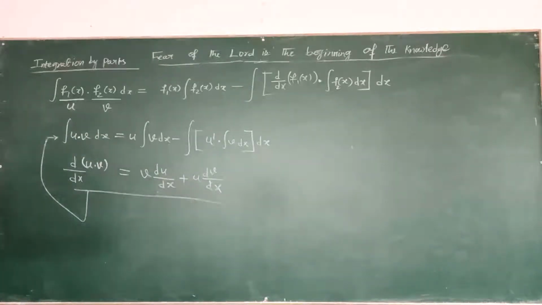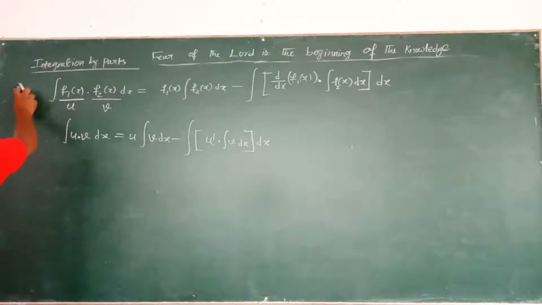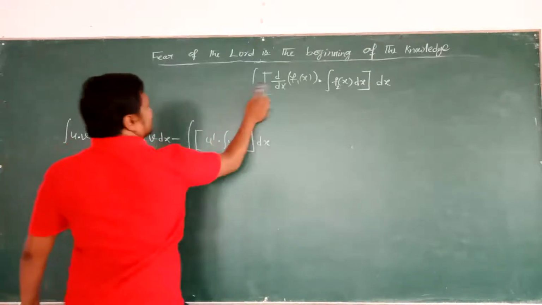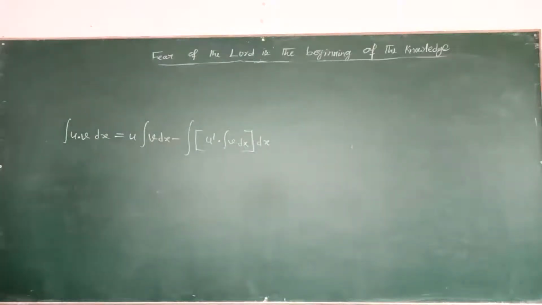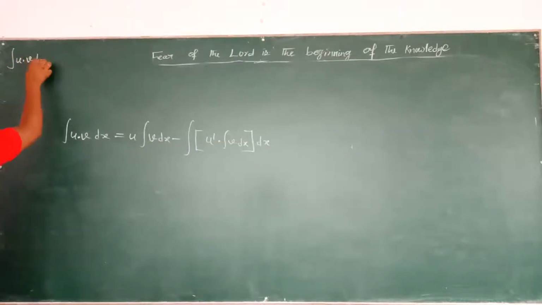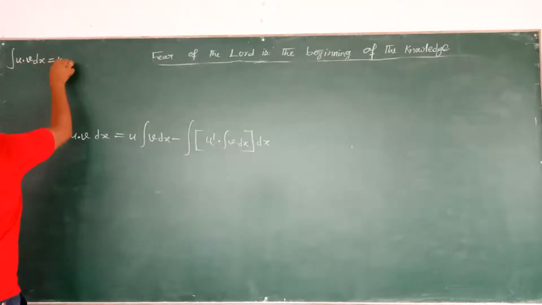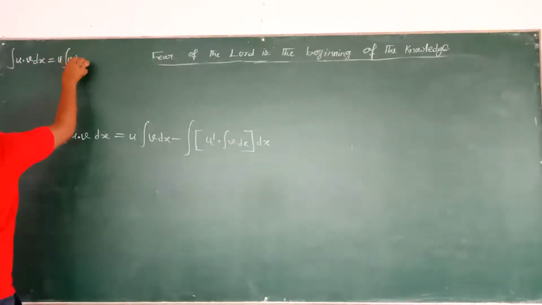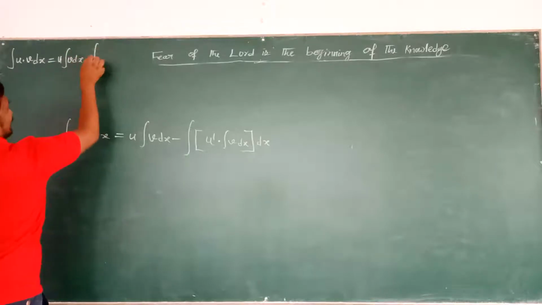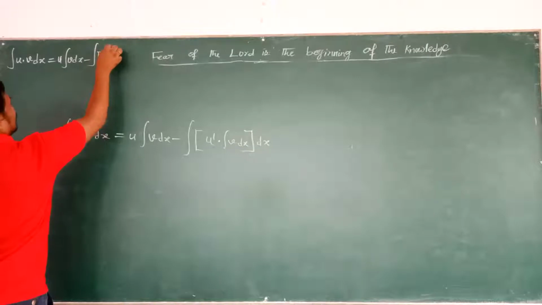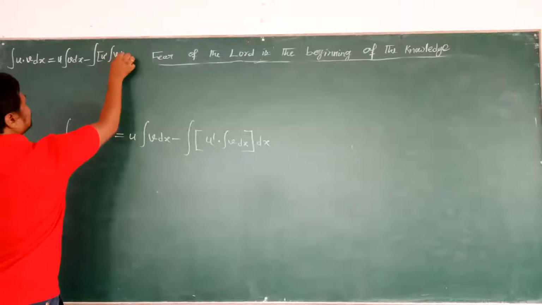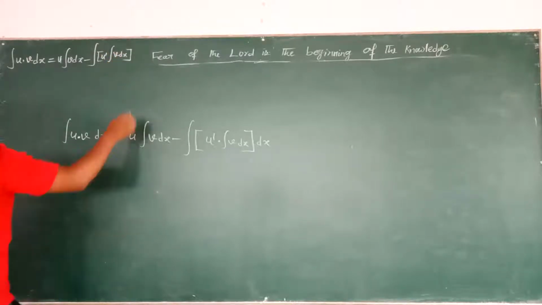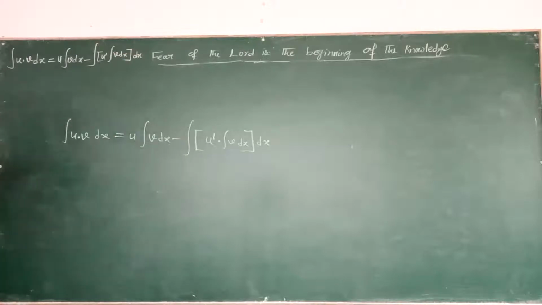So I'm going to write this formula here and then solve all the problems. Let me rub this. Now we are discussing integration by parts. Part by part, how will you solve? The formula is: integral of uv dx is equal to u times the integral of v dx, minus the integral of u dash times the integral of v dx, then dx.